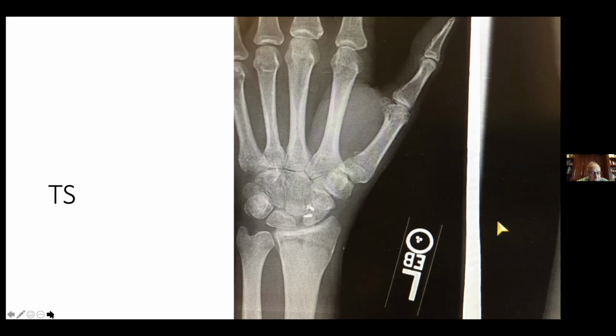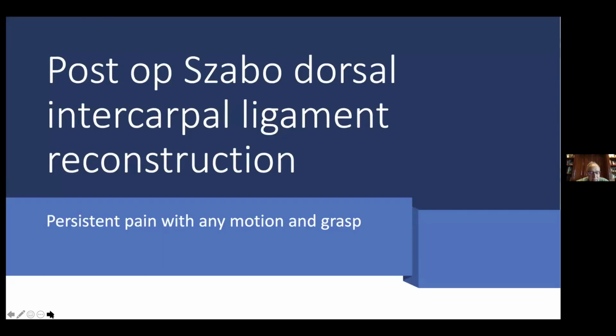Anyway, this approach was described by Bob Szabo, and it's written up in the hand journal. So we did that. He had persistent pain with any motion or grasp. So what do we do next?